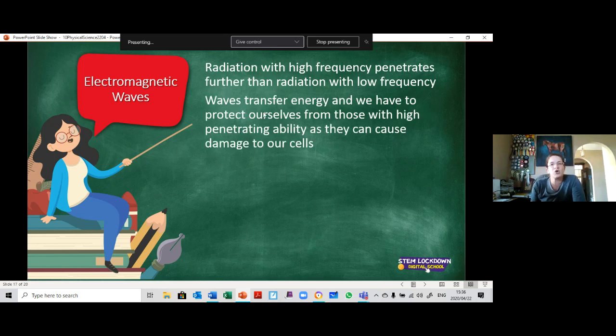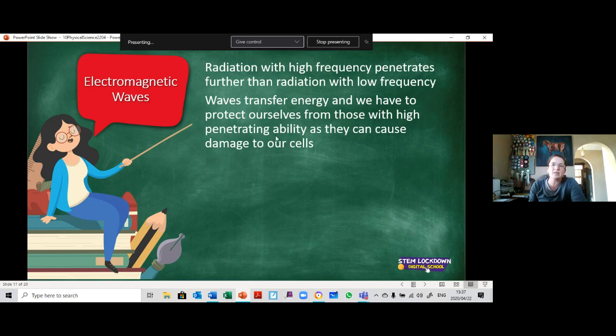So waves transfer energy, and we have to protect ourselves because energy could damage our cells. One example of this, when you go out and have a tan, the UV rays that hit your skin cause the pigment in your skin, melanin, to become overactive. And that is what gives you a tan. But when these cells become active, there is the possibility that the UV light that causes the tan can also damage your cells. And that's when you burn, and that is when you get skin cancer.